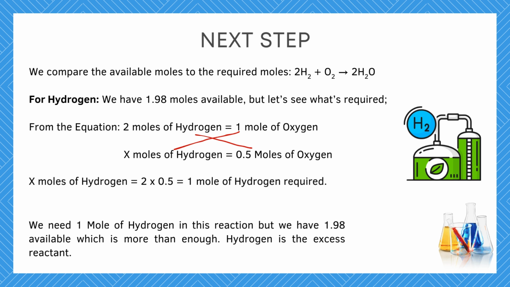So from this calculation, we need 1 mole of hydrogen. We require 1 mole of hydrogen in this reaction. But from what we have on ground, we have 1.98 moles available. The question now is, if you have 1.98 and what you need is 1, do you have more than enough or less than enough? The answer is you have more than enough. So that tells us that hydrogen is the excess reactant.